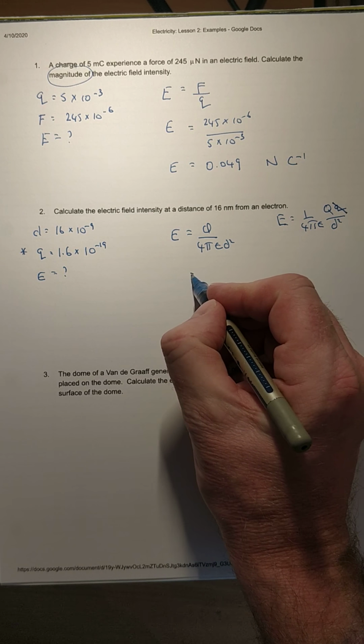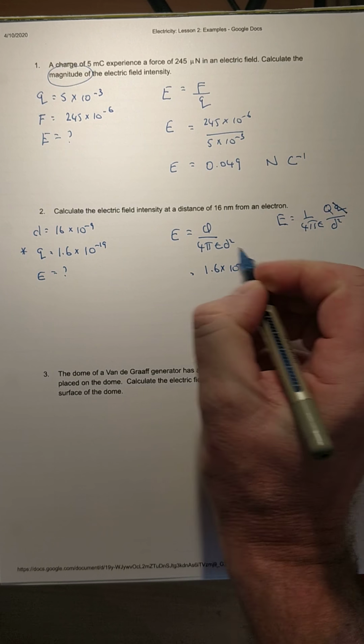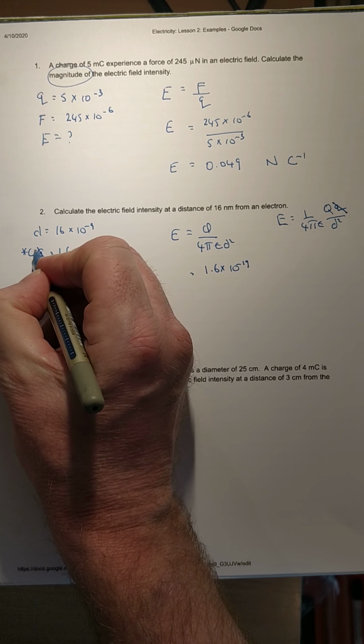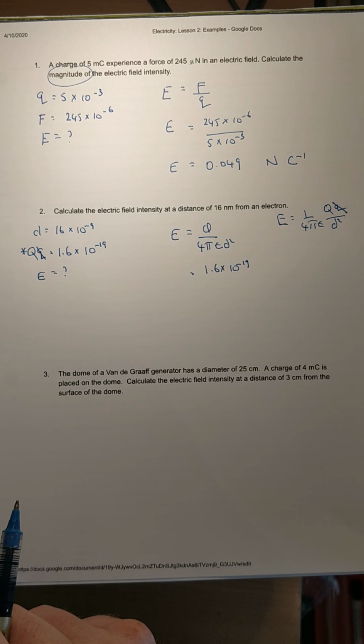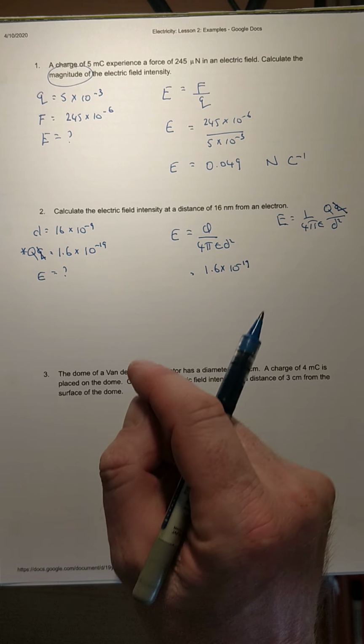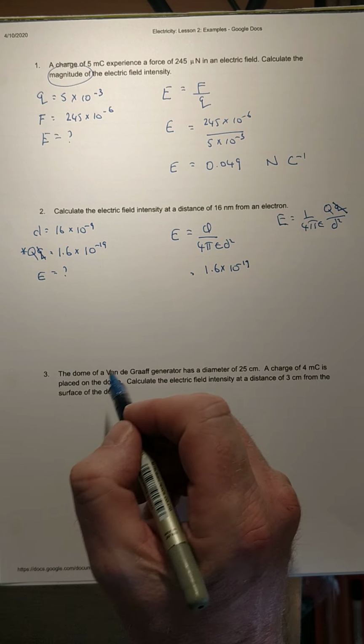Okay, Q, so 1.6 by 10 to the minus 19. Now this is a different Q, and in effect I should have written it like this. So go back and do it. This is the charge that's causing the field. Okay, the electron is causing the field, and you're asked for the electric field intensity within the field. So this is the other type.